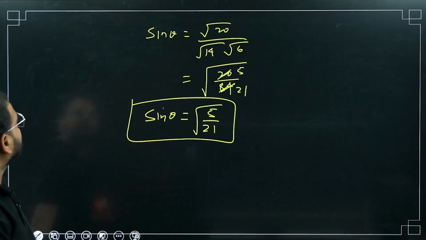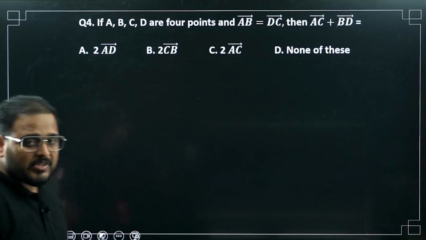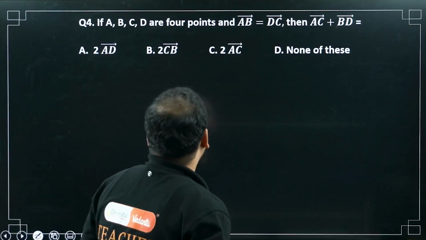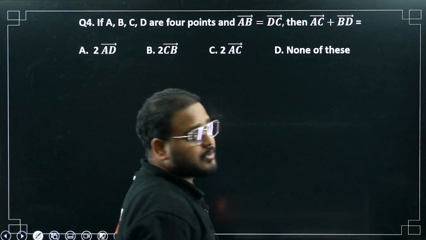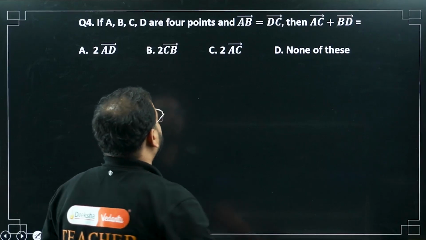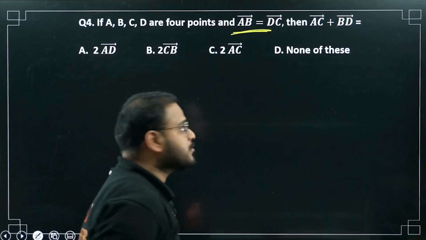Moving on. I hope you can see this. Question number 4. ABCD are 4 points and AB equals DC. Then AC plus BD equals what?